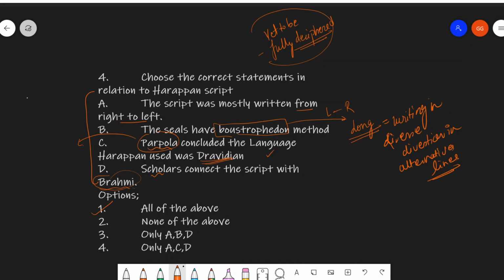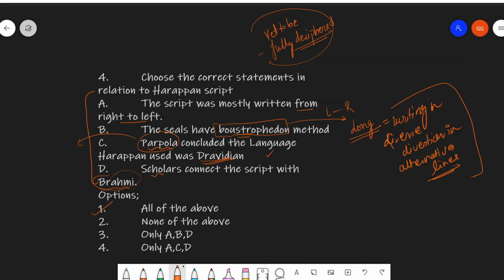The mystery of the Harappan script still exists, and there is no doubt that the decipherment of the Harappan script will throw much light on the culture. So these are all the important points you have to remember pertaining to the Harappan script. The Boustrophedon method is extremely important. This is the explanation of the word.